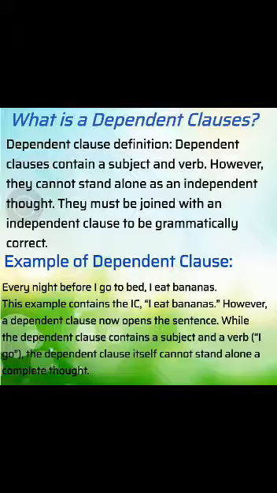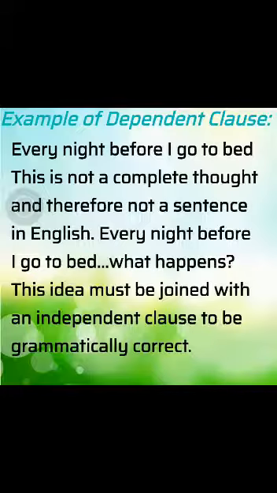For example, every night before I go to bed, I eat bananas. Here, I eat bananas is an independent clause. You know it. A dependent clause now opens the sentence. The dependent clause contains a subject and a verb, I go. Okay. The dependent clause itself cannot stand alone as a complete thought. Every night before I go to bed, this is not a complete thought.